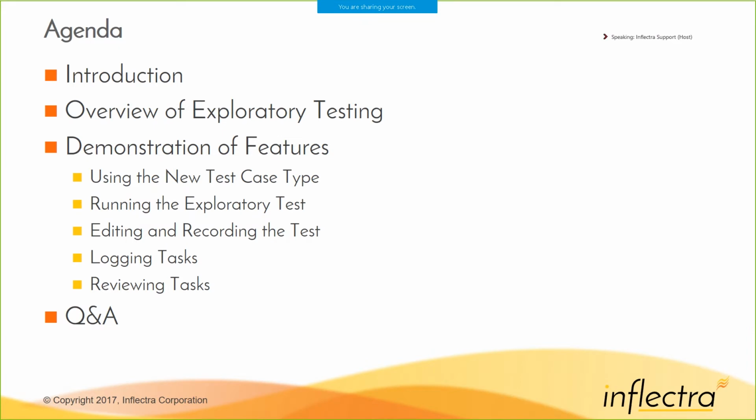So for today's agenda, we'll be going through, first of all, an overview of exploratory testing at a high level, what that means, and how it is different from regular functional testing or regression testing. We'll then be demonstrating inside SpiraTeam some of the new features we've added specifically for exploratory testing. We're going to be using the new test case type, creating and running an exploratory test, recording the results, and doing on-the-fly editing. We'll also be logging some tasks and reviewing the tasks, and then at the end we'll have time for questions.